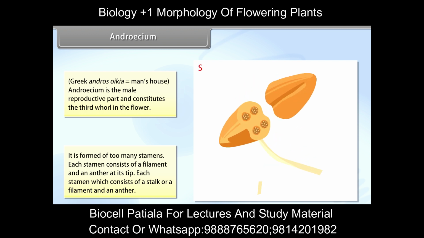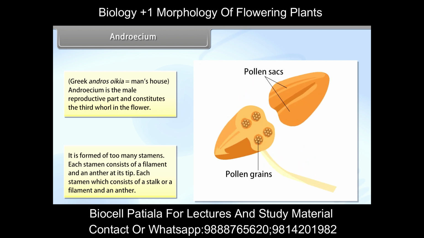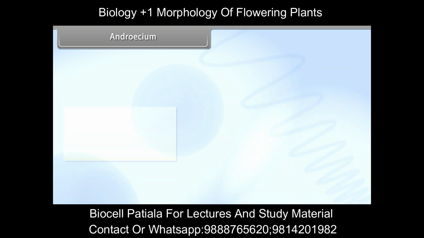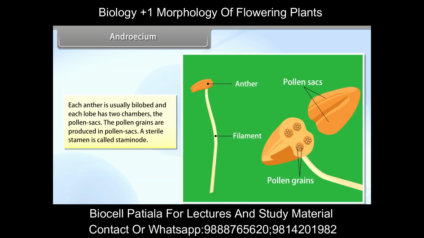Each stamen consists of a stalk or filament and an anther. Each anther is usually bilobed, and each lobe has 2 chambers, the pollen sacs. The pollen grains are produced in pollen sacs. A sterile stamen is called staminode.